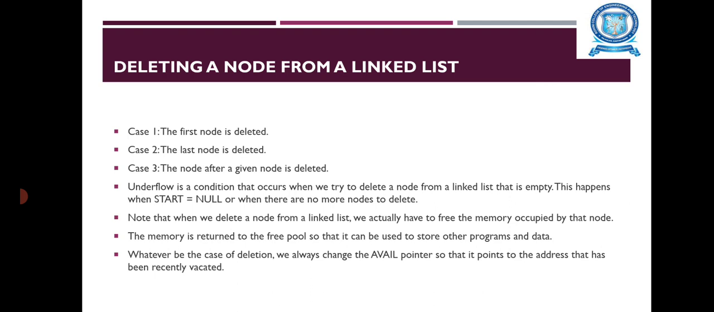Note that when we delete a node from a linked list, we actually have to free the memory occupied by the node. The memory is returned to the free pool so that it can be used to store other programs and data. Whatever be the case of deletion, we always change the AVAIL pointer so that it points to the address that has been recently vacated.